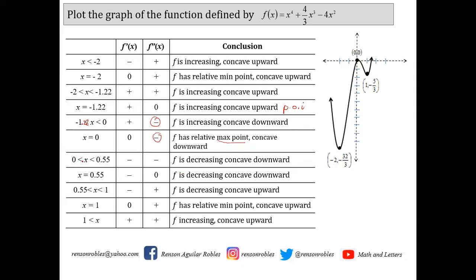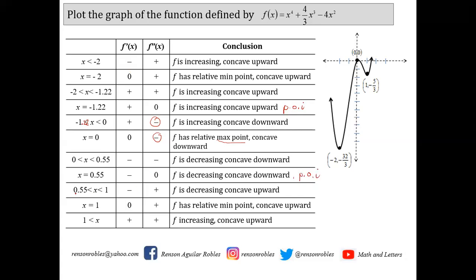On the interval x greater than 0 but less than 0.55, again, 0.55 is our point of inflection, f prime of x is negative and f double prime of x is negative, then f is decreasing and concave downward. And then when we reach x equals 0.55, f prime of x is negative and f double prime of x is 0. Since this is our point of inflection, f is decreasing and concave downward, and we have our point of inflection.